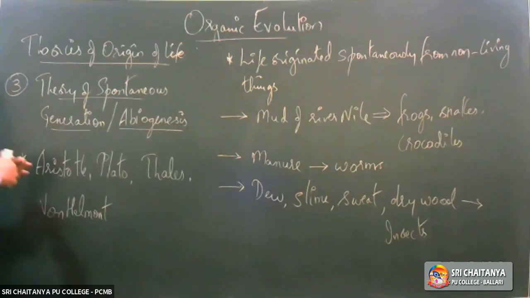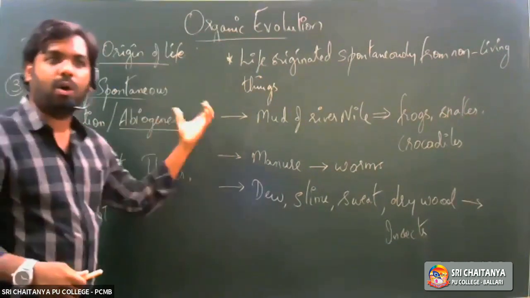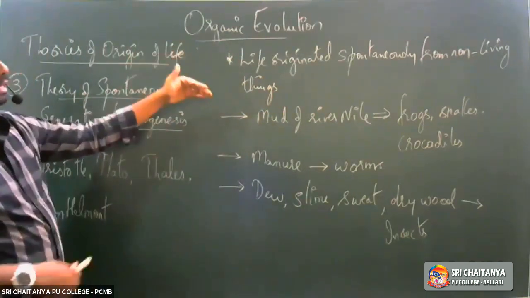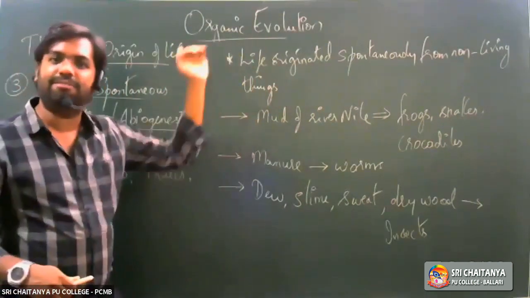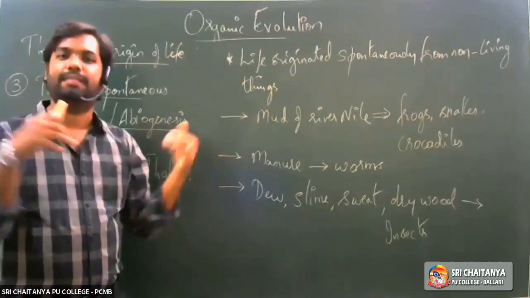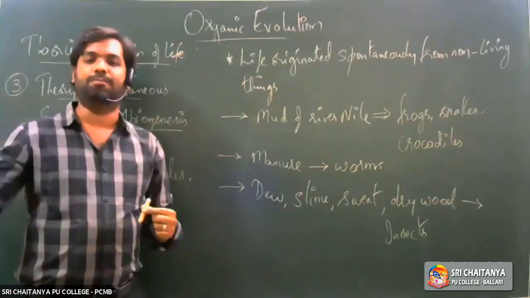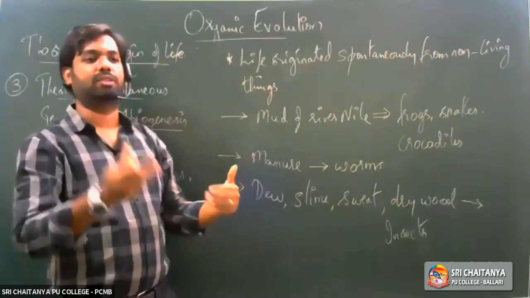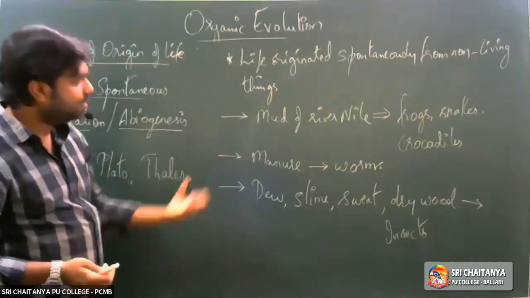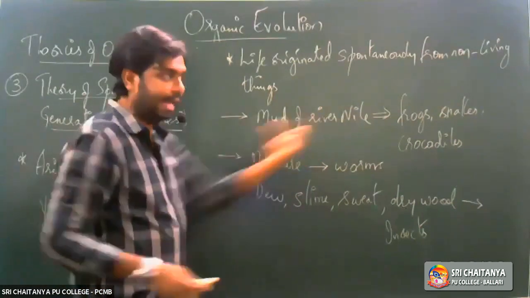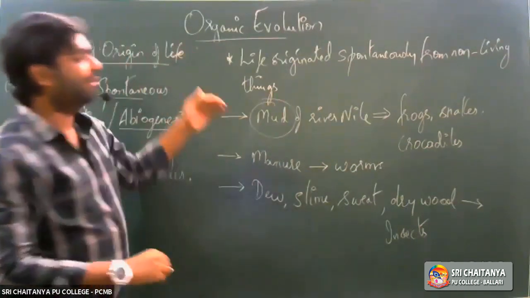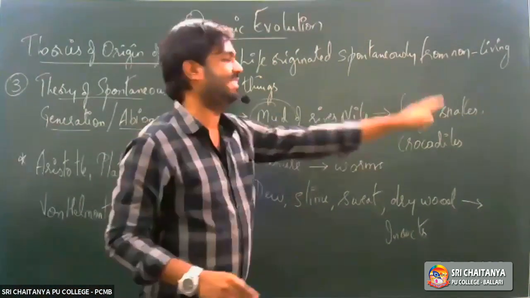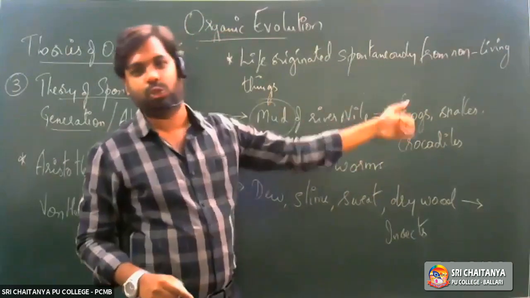They don't know how exactly this is happening or how organisms have evolved. What they said is that life originated from non-living things all of a sudden, spontaneously. Some examples they came up with are from the mud of the river Nile. Here mud is a non-living thing. From the mud of the river Nile, organisms such as frogs, snakes, crocodiles, as well as toads have all evolved.